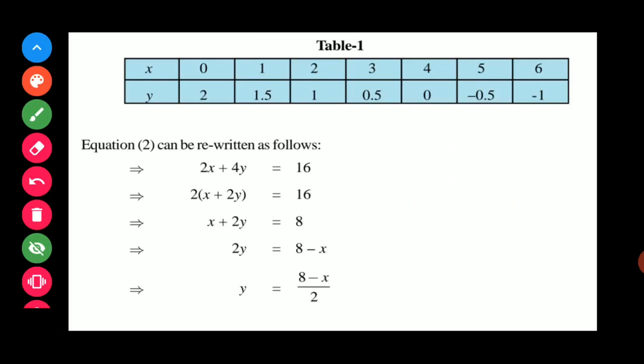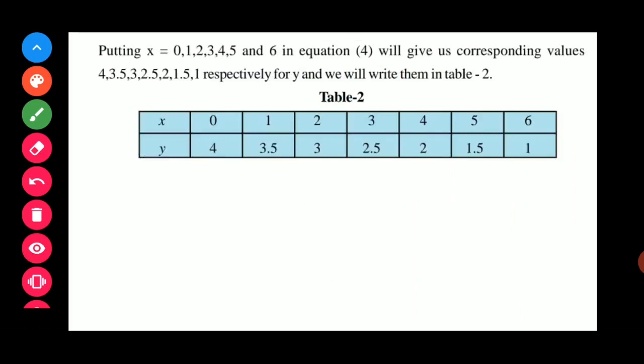Now we can form table 2 with the help of this equation. So put the value of x as 0, 1, 2, 3, 4, 5, 6, and we get the value of y as 4, 3.5, 3, 2.5, 2, 1.5 and 1. But you have to show all these values in your copy. In your project you can put the value of x and get the value of y from the equation which you show in your copy.